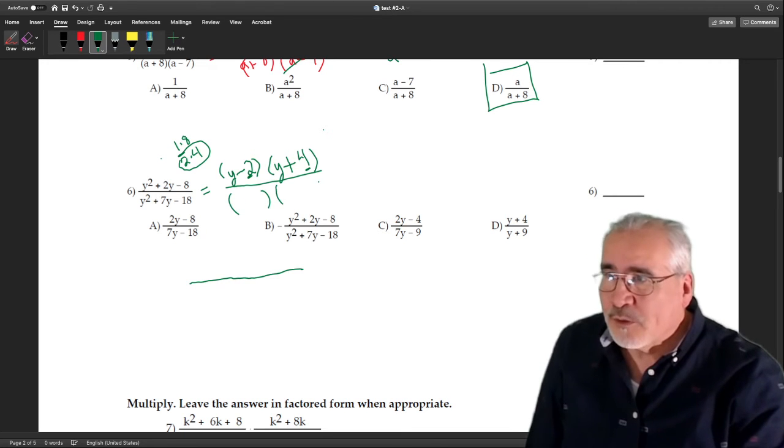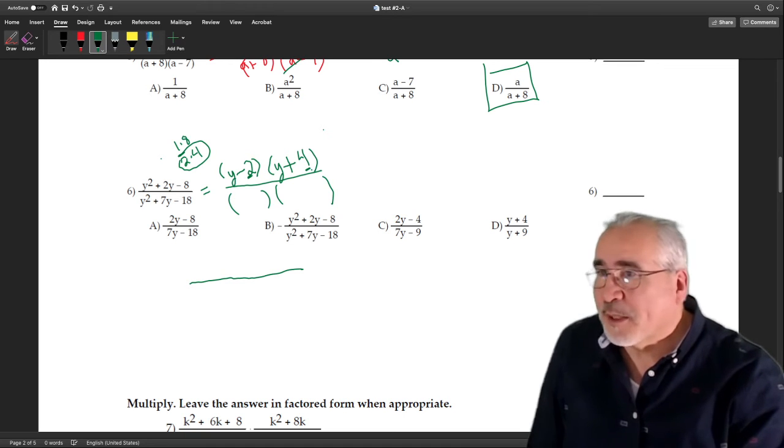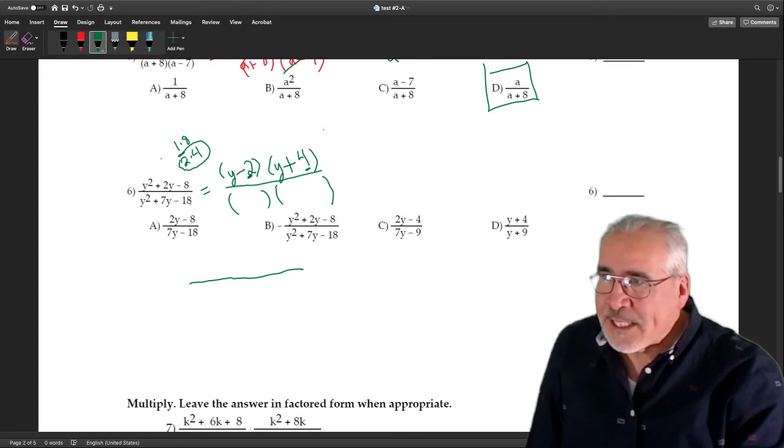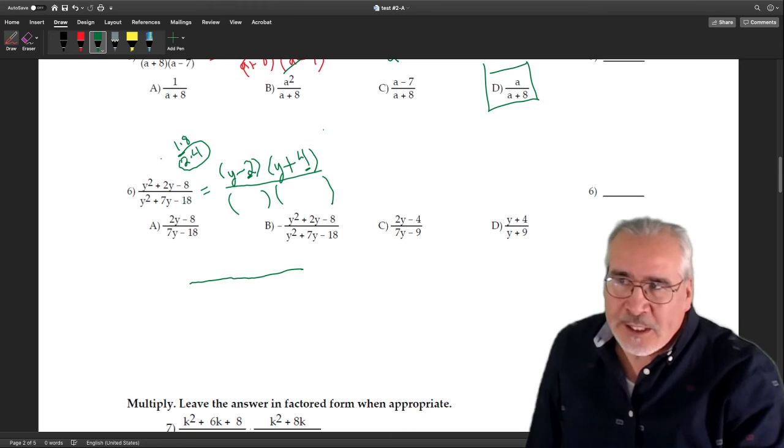Okay, so the denominator. Now here's the thing, once we have one of these, there's some hints here. Probably we're going to have a y minus 2 or a y plus 4, or possibly both. But what we see is we've got 18. 4 does not go into 18. 18 is either 2 times 9 or 3 times 6, right?